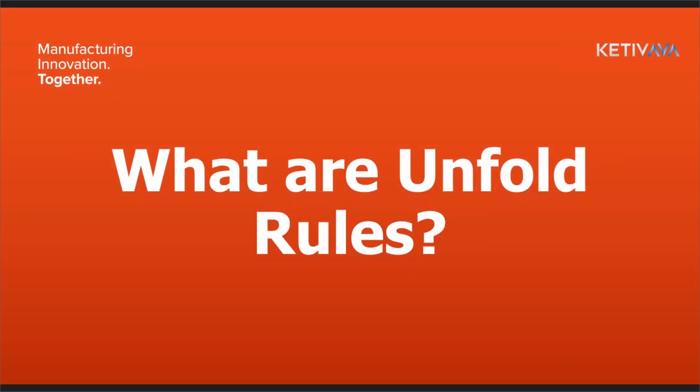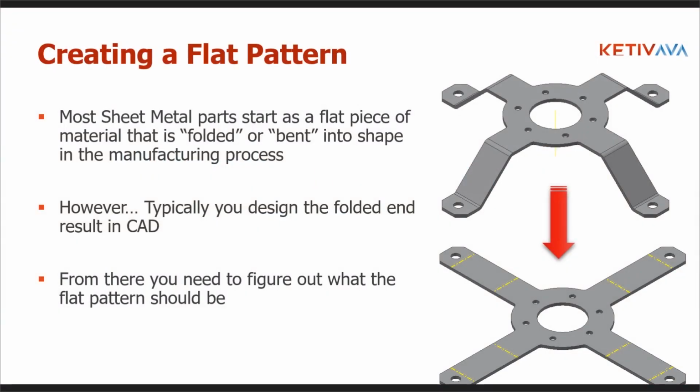So let's talk about first of all, just at a high level, what are unfold rules? When you're actually manufacturing a sheet metal part, typically you're starting off with a flat piece, which is the flat pattern, and you're folding it up, bending it into the shape you want. But in terms of the CAD process, we're going the other way. Typically you're designing the bent or the folded part, and then you need to figure out what the flat pattern is so you can give that to the shop floor, because they've got to cut it out, do the punches, and then do the bending typically, okay?